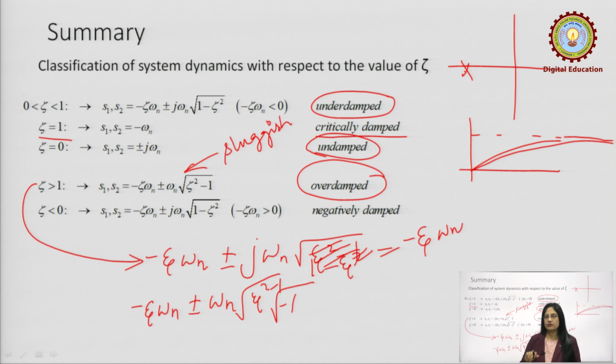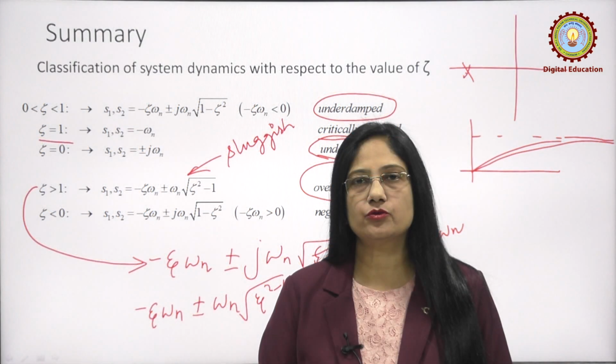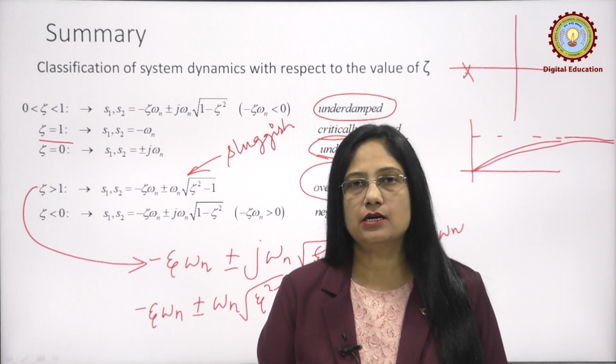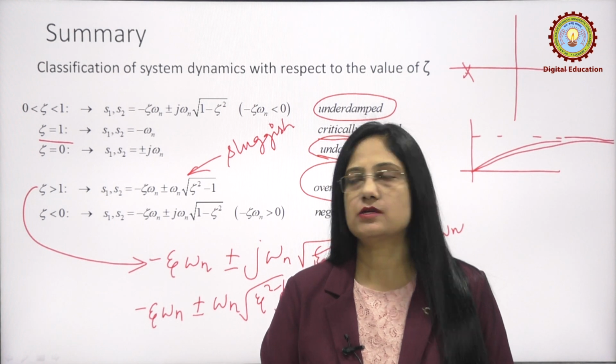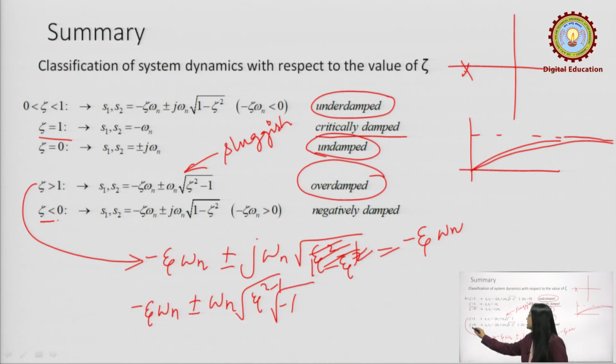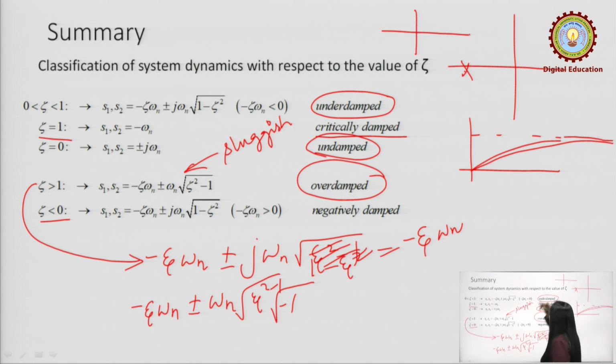The system is very stable, and the response of the system to reach the final value takes a larger time, and therefore, it is known as sluggish systems. And this is the case of zeta less than 0. When the value of zeta is less than 0, what do we mean by that? When zeta is less than 0, it means it is having a negative value.